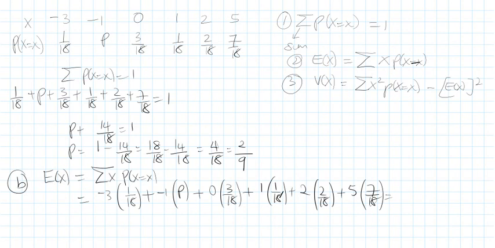So we had to do the sum of x times its probability. So you take the value of x, you multiply it by the probability, plus the other value of x multiplied by the probability, plus the other value of x multiplied by the probability, and you keep repeating that process.